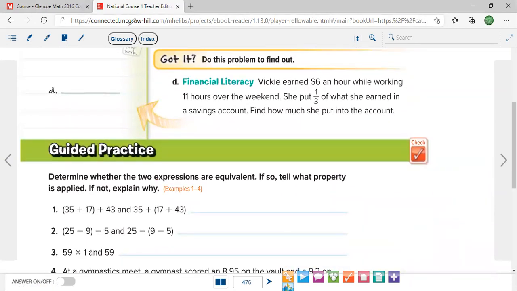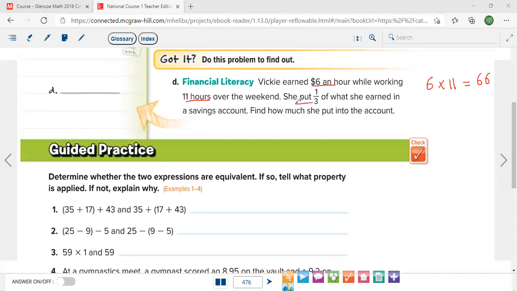Problem D. Vicky earned $6 an hour while working 11 hours. Over the weekend, she put a third of what she earned in a saving account. Find how much she put into the account. So, Vicky earned $6 an hour and she worked for 11 hours. So this will be 6 multiplied by 11, which is $66.